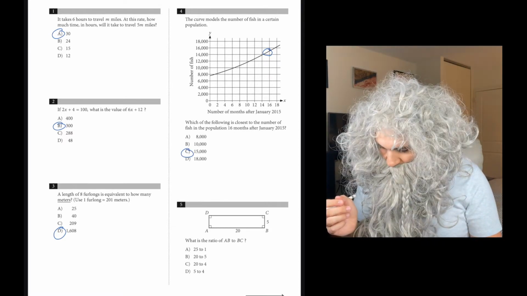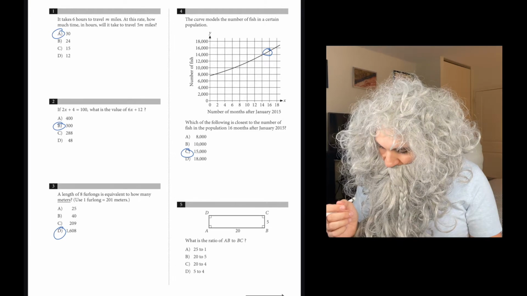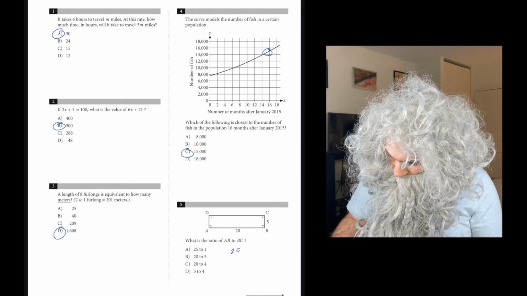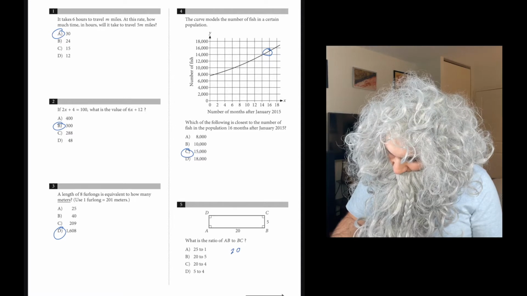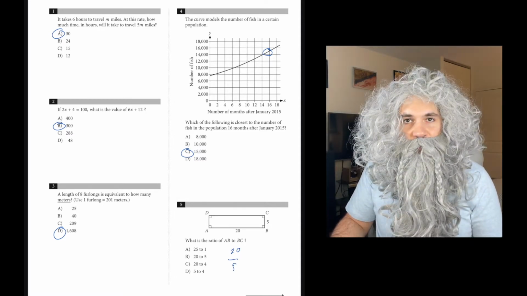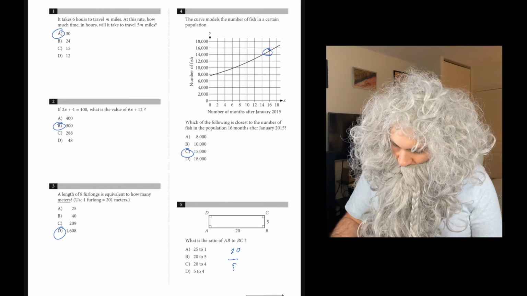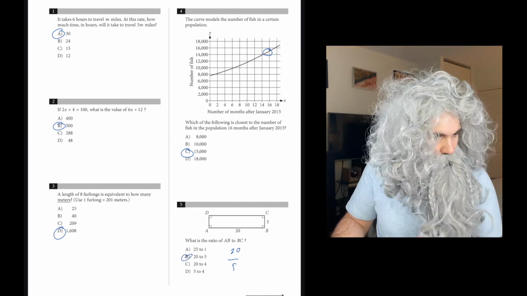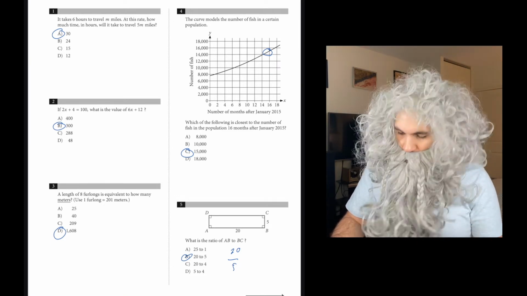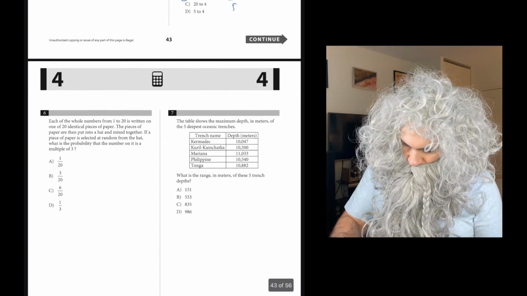Number 5, what is the ratio of AB to BC? Well, AB is 20. BC is 5. So it's 20 to 5. So that will be B. Okay. Cool. Dope. Next page.